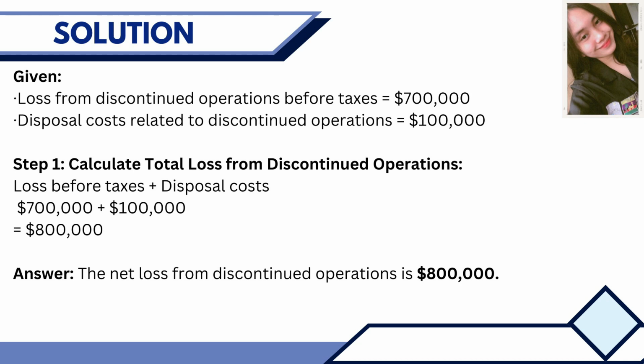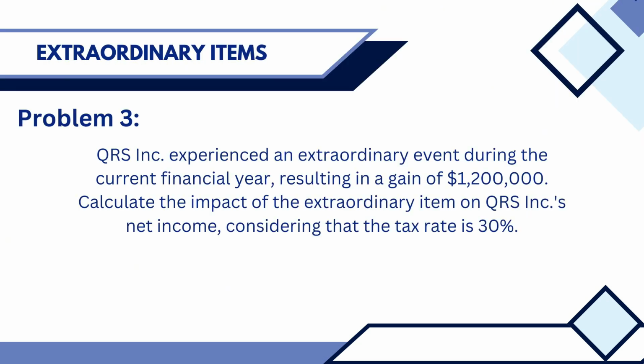So, $700,000 plus $100,000 is equal to $800,000. And the answer for our problem number 2 is the net loss from discontinued operations is $800,000. Extraordinary items. Problem number 3.